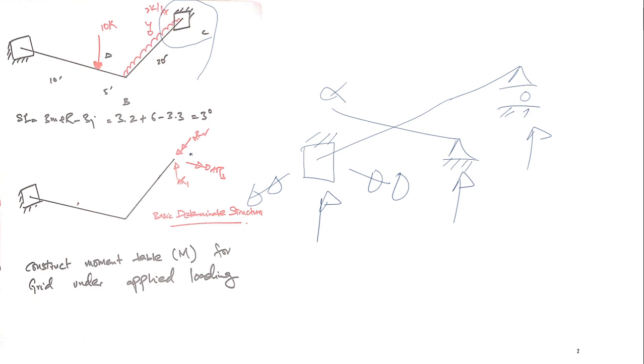I'll apply these reactions one by one. I'll construct a moment table, and I'll also construct a moment table under the original applied loading. For example, this is my first step: construct the moment table for the grid under applied loading. This is very important. I've left this space so that I can do some calculations here. So I have this grid.